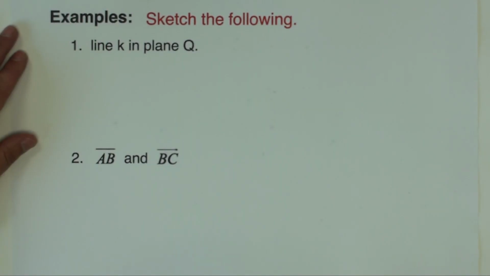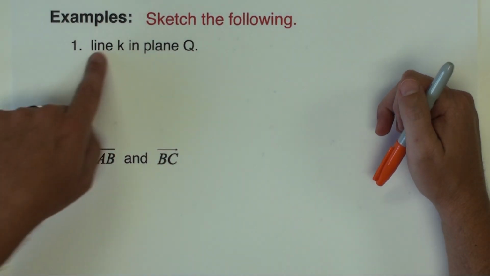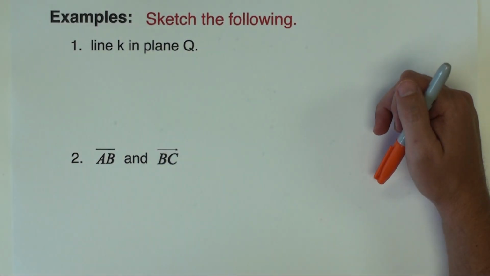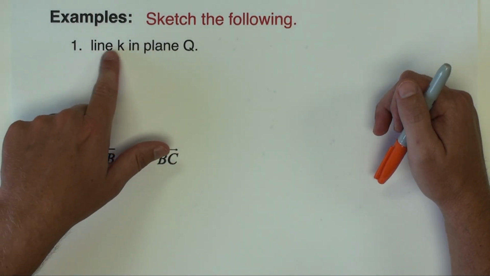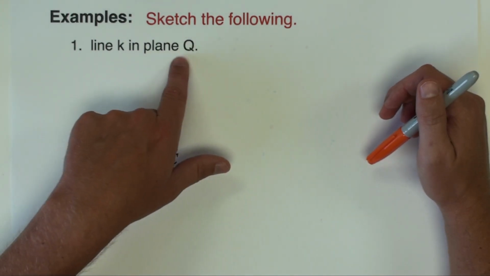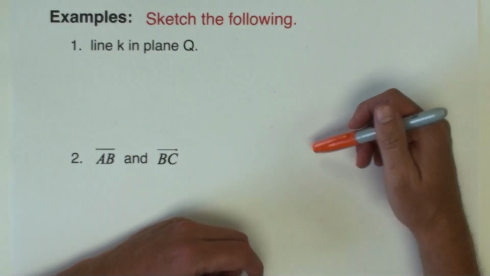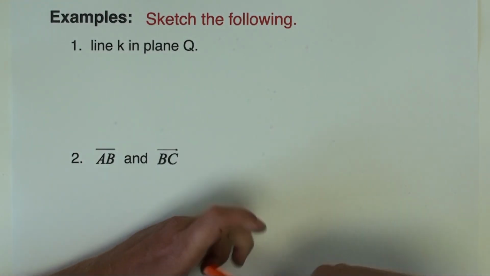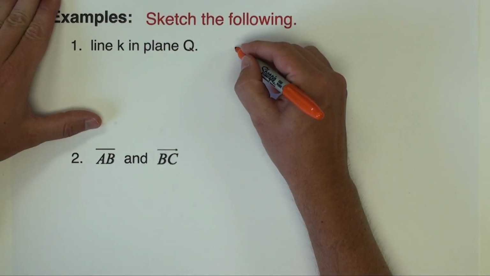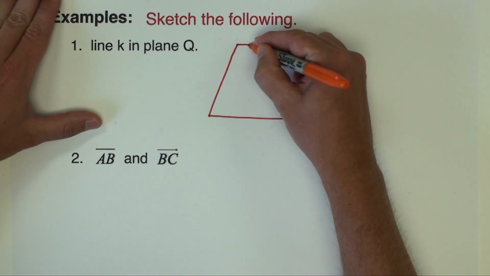Okay, our final example problems are asking us to make some sketches of some things, some descriptions that we're reading. This is a pretty common exercise to do. So here we want to sketch a line named K that is in plane Q. So when I make this sketch, I'm going to start with plane Q. So I'm going to draw myself a plane. You can draw it to look like whatever you want. I'm going to make mine kind of like a parallelogram.